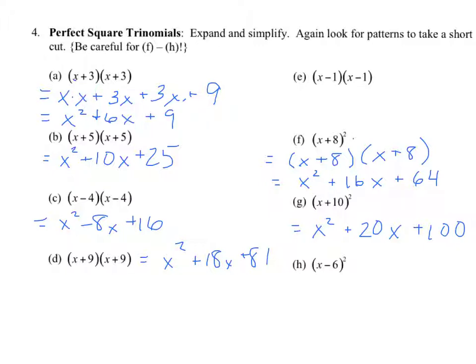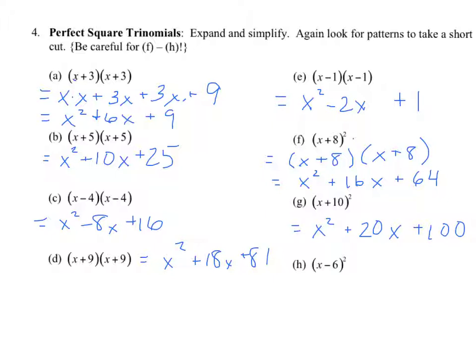So if I know I'm going to be multiplying over here x minus 1 times itself, I know the first term is going to be the x squared. The last term is going to be the positive 1. Negative 1 squared is 1, and there's my positive. And then the middle term is going to be that negative 1 times 2 times the x. And that can help make things shorter for me.